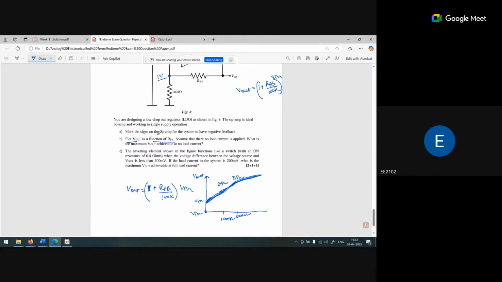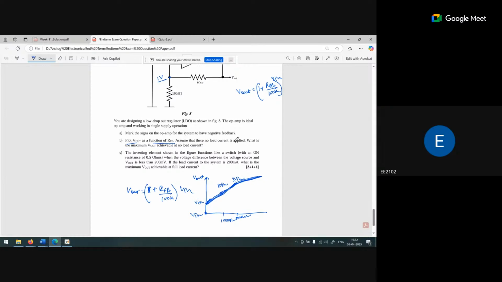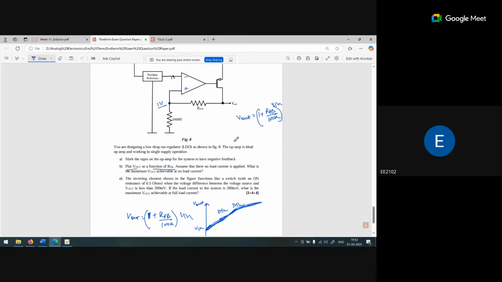Okay, so plot V out as a function of RL. Assume that no load current is applied, that means there is no load. If you consider that there is one RL, then from that an IL current will be flowing. Now consider RL is 0, so IL is also 0.